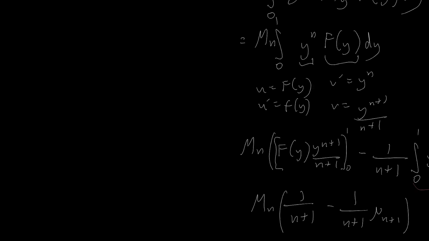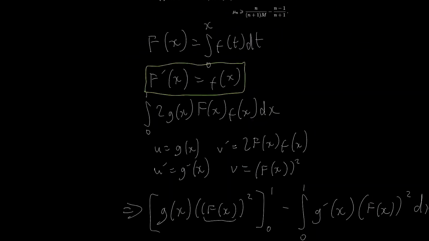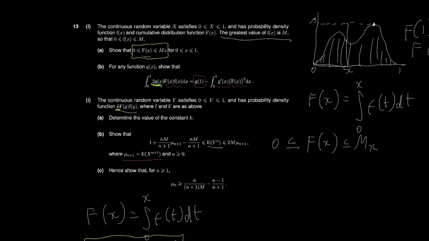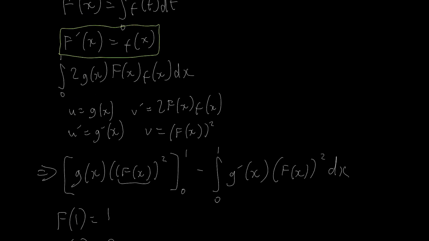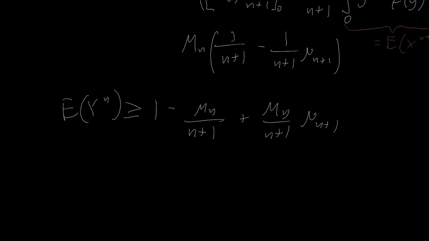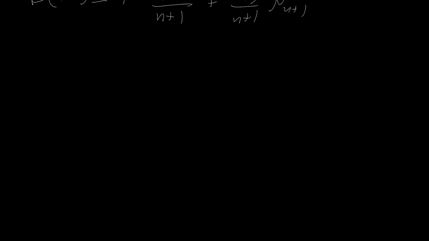And is this what we wanted to get? Let's have a look. mn over n plus 1 mu n plus 1. Yeah, that's precisely it. So there we go, that part is done. Writing it all out neatly, actually, I believe it was this, the way they wrote it: n plus 1 minus mn over n plus 1.